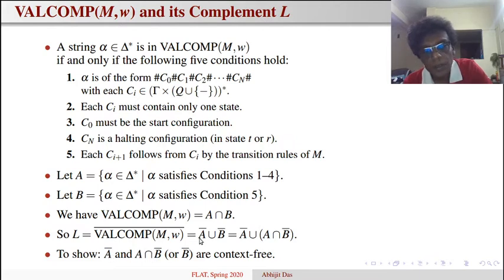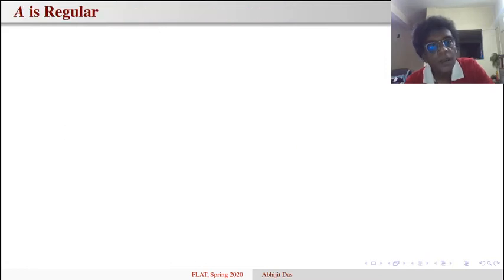So both A bar and this will be context free languages and therefore we can generate a context free grammar for that. Okay. So the first task is I will show A bar is regular. But we know that regular languages are closed under complementation, so it suffices to show that A itself is regular.